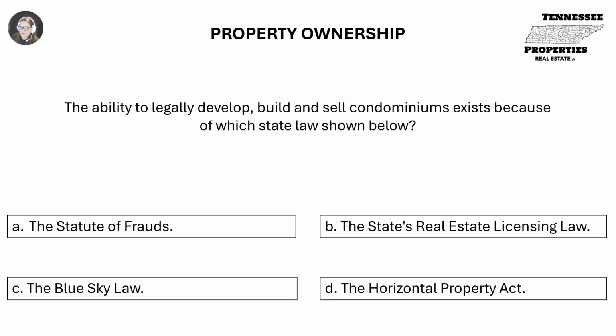The ability to legally develop, build, and sell condominiums exists because of which state law shown below? A, the statute of frauds, B, the state's real estate licensing law, C, the Blue Sky Law, or D, the Horizontal Property Act.